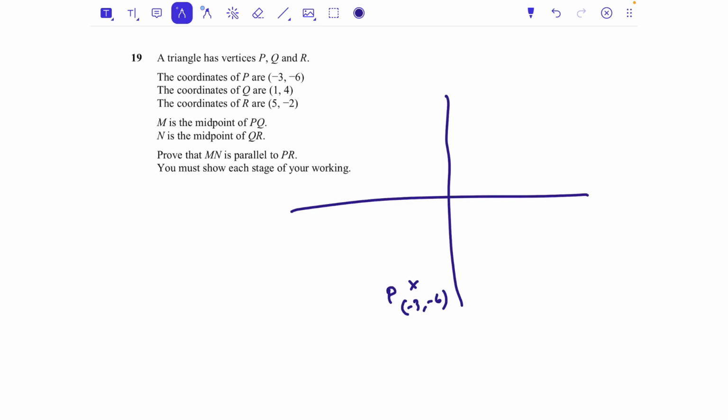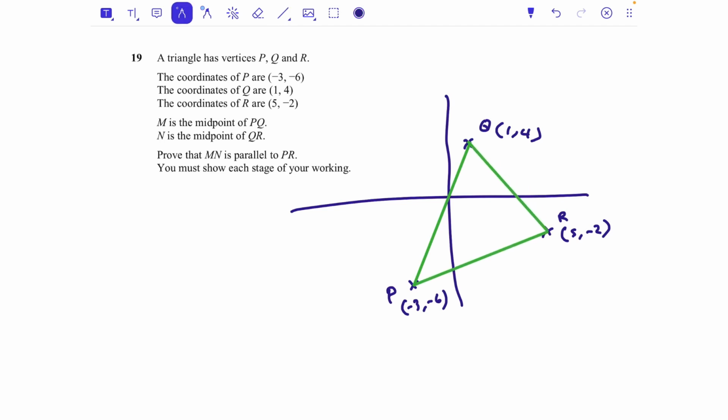The coordinates of Q are 1, 4. So that's like here. Q, 1, 4. And the coordinates of R are 5, -2. So that's like somewhere over here. R, 5, -2. M is the midpoint of PQ. So hang on, let me join them all up.